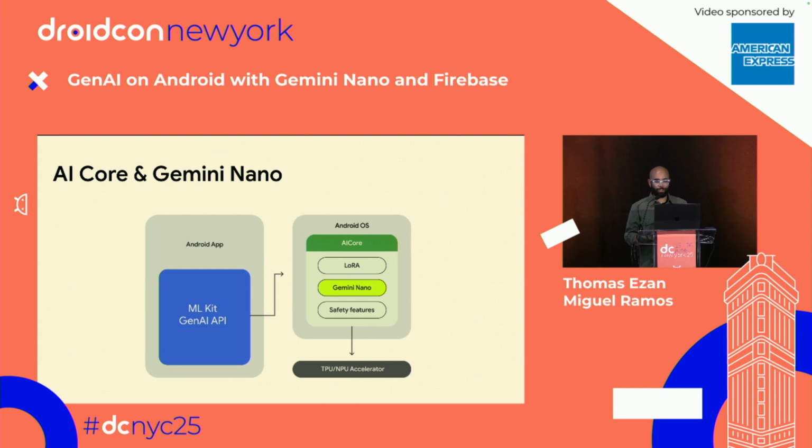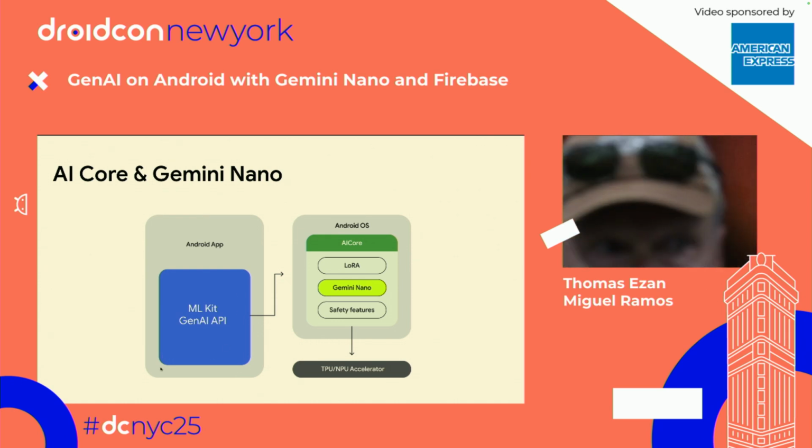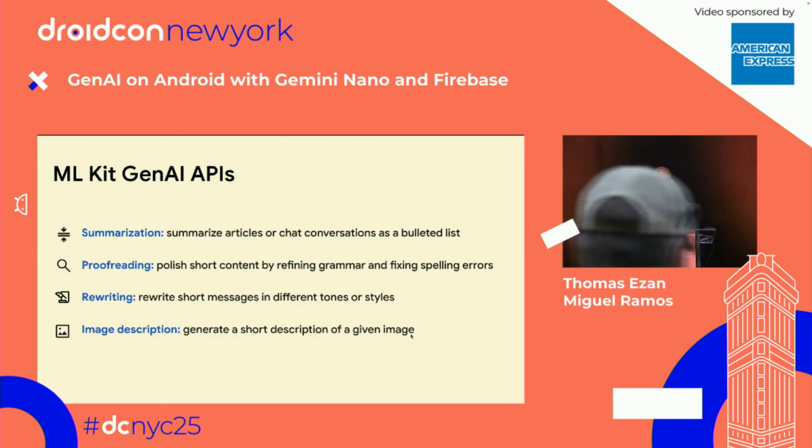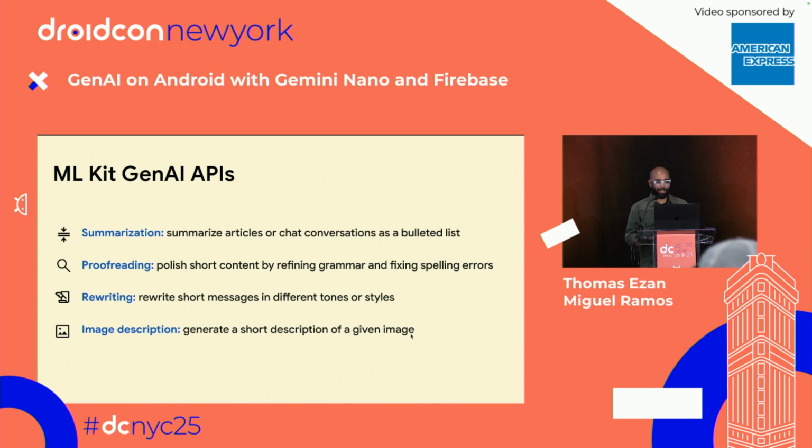So that infrastructure is actually completely managed by the operating system. So you don't really have to worry about that part, and it's going to leverage the hardware that is available on the device. What you are interested in as an Android developer is the MLKit GenAI API, as Miguel was saying. So that's basically the SDK that you will add to your Android application to be able to leverage Gemini Nano.